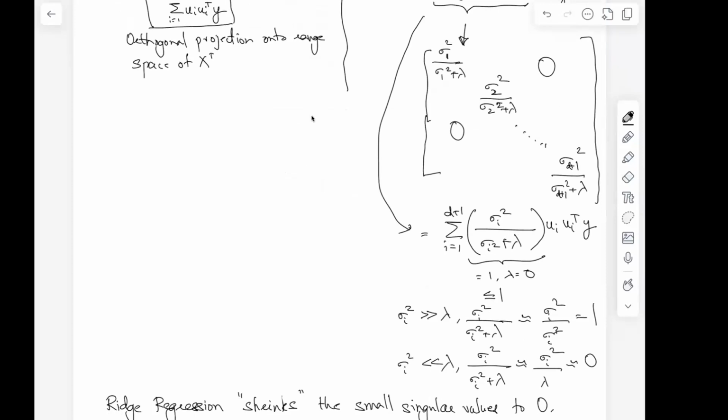There's another one. So Mohammed, can we say small singular values are noise in the data and regularization leads to not overfitting to the noise? Yeah, I think that's kind of a valid way of looking at it. Does that answer your question?